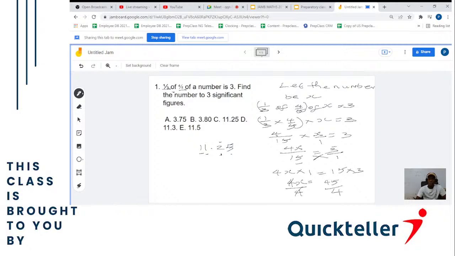But before we can decide if this is going to be just 2, we need to check the value after 2, which is 5. Because we have a 5 here, we are going to round up and add 1 to 2. So 1 added to 2 gives us 3. This gives us 11.3 as the answer. So the correct option here is option D, 11.3.